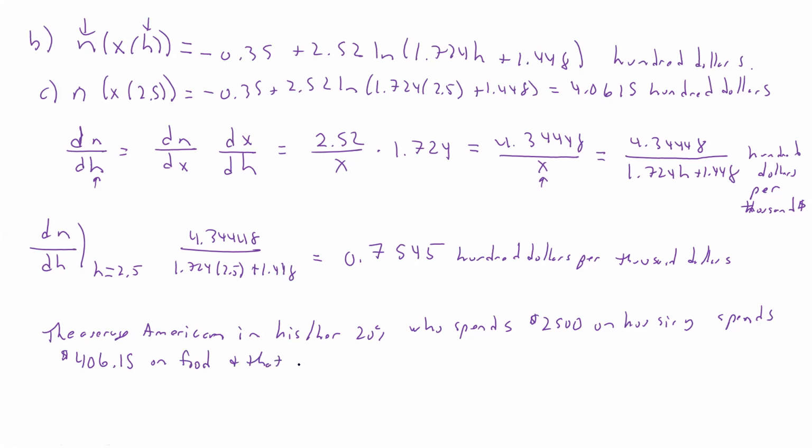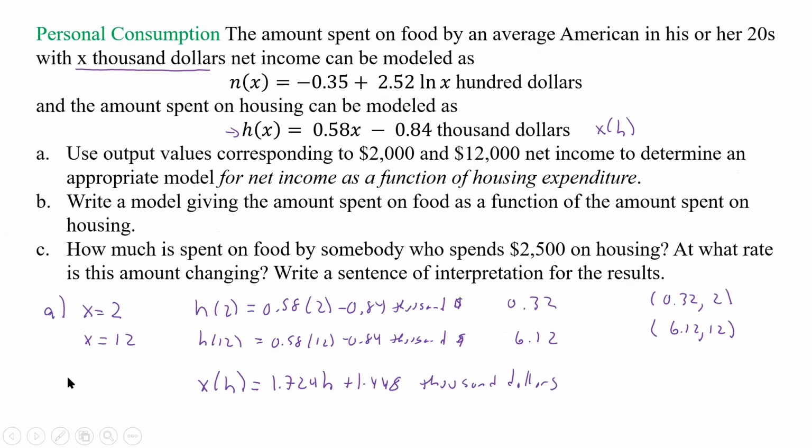And that amount is increasing, and by, now that's hundreds of dollars too, so $75.45 per $1,000 spent on housing. Okay, and that should give us the full answer on what they needed here. All right, so that's all I have for this section.